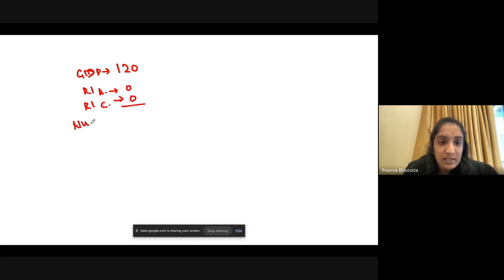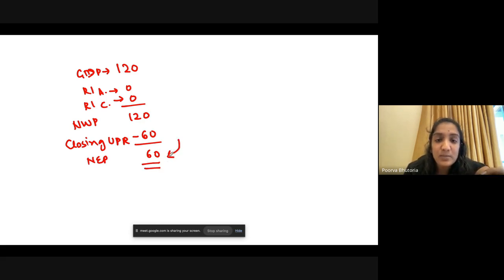So in this case, let's say these are the only policies that we have written throughout the year. 120 rupees is our GDP. Sorry, RI acceptance and RI cession both are 0. Our net written premium in this case is 120 and our closing UPR is rupees 60, and my net earned premium is 60. So on a net basis, we have earned rupees 60 during the year.